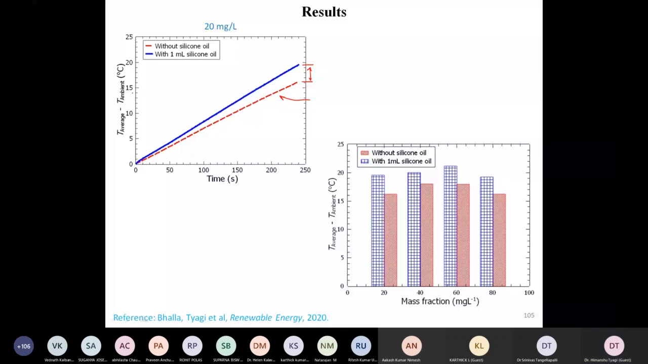And of course, this was for one particular mass fraction, or the nanoparticle concentration, which is mentioned over here. Then we repeated it, because we wanted to see at different mass fractions whether the behavior would remain the same. What we found is that the behavior more or less remains the same. In all four conditions, whether we add less or more nanoparticle, we clearly see that adding the silicon oil leads to an increase in the temperature, which is shown on the y-axis, as well as an increase in efficiency.